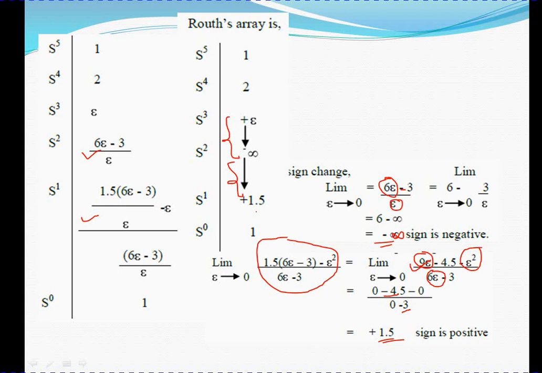Hence we can conclude that out of the 5 roots, 2 roots will be lying on the right hand side of the S plane, because 2 sign changes are there in the first column, hence the system is going to be unstable.